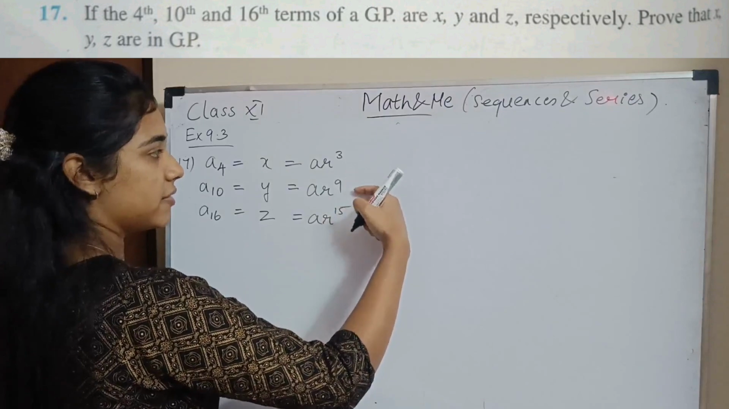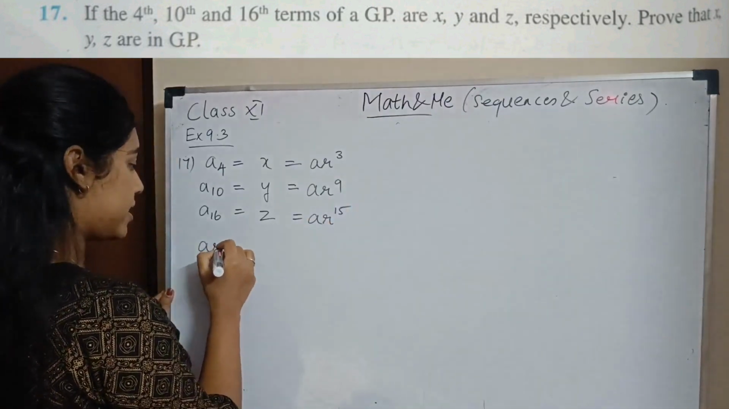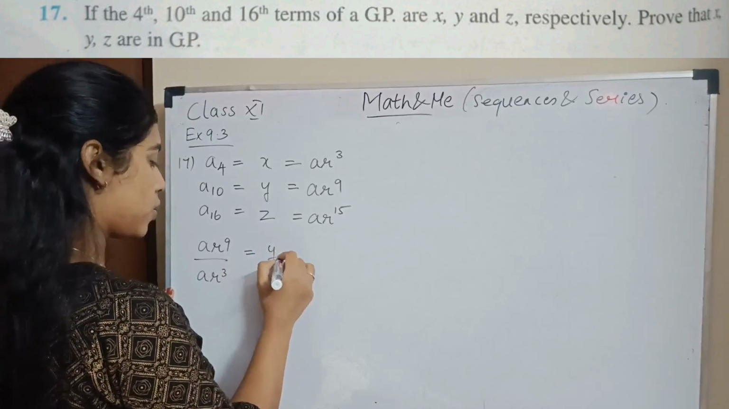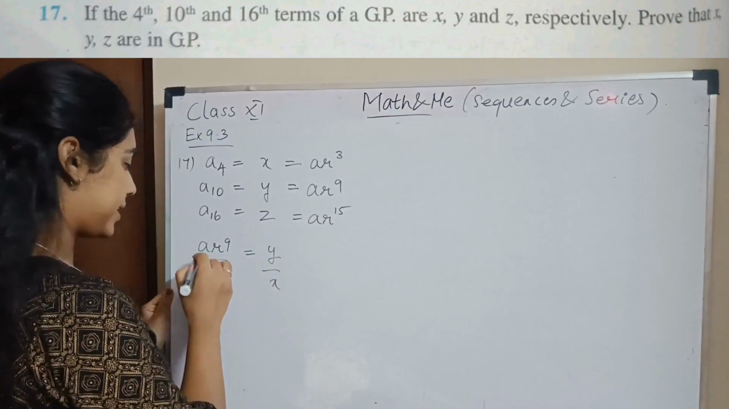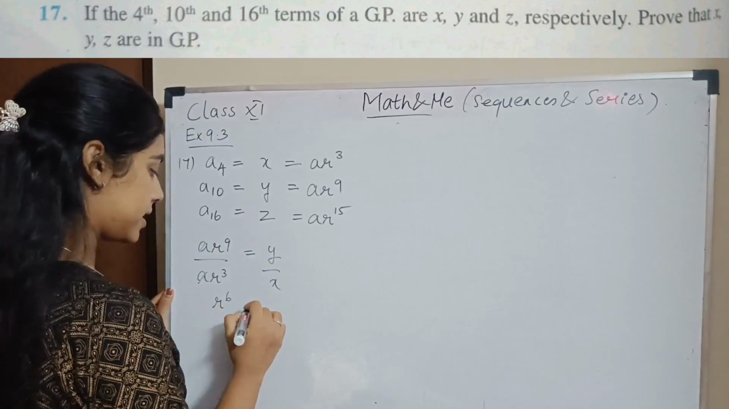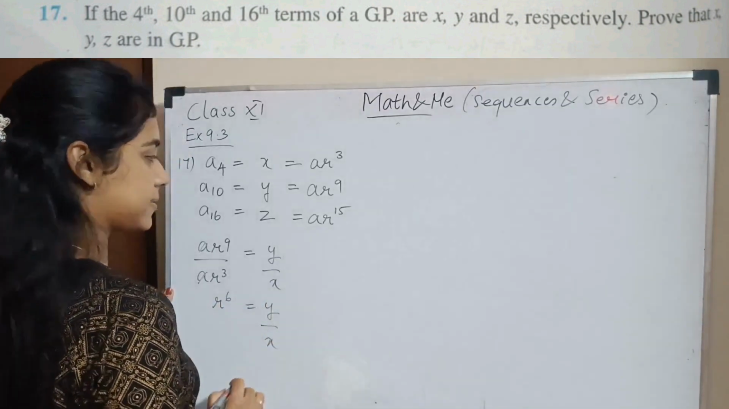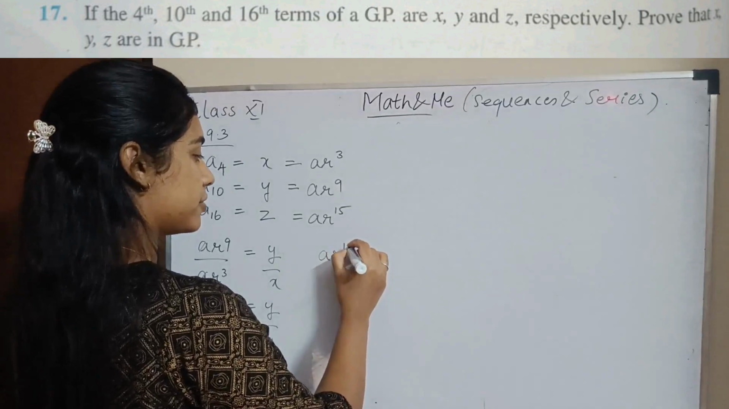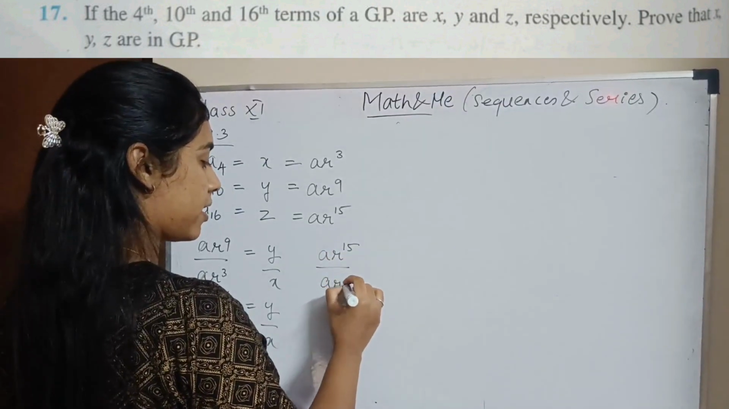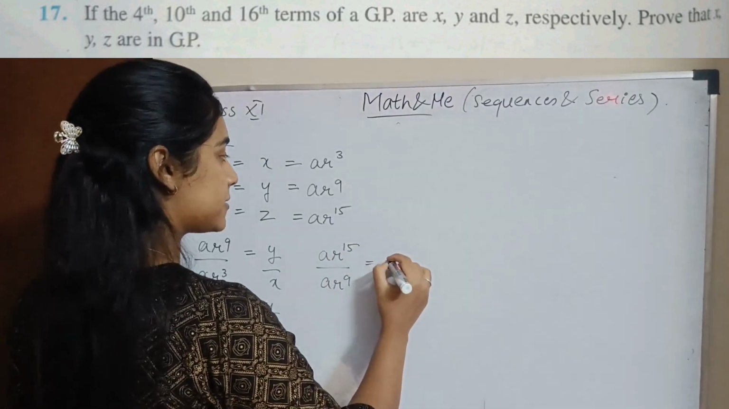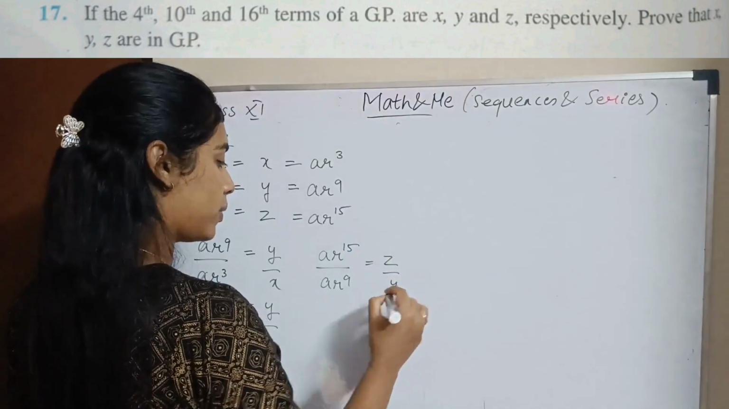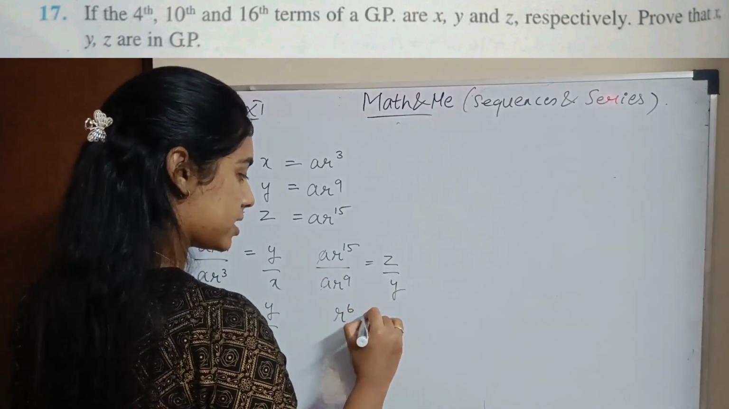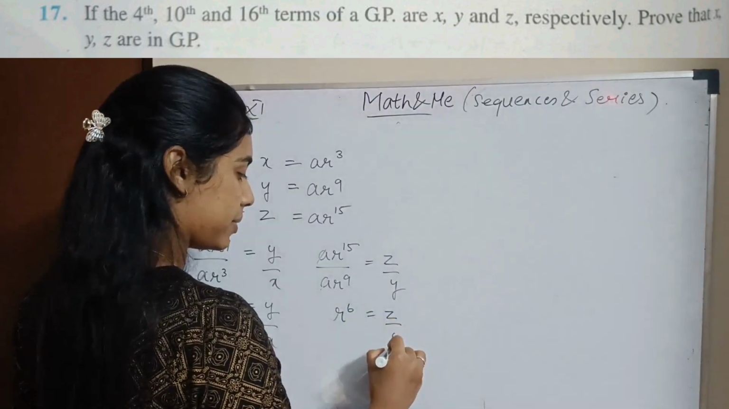I'm going to divide. So divide AR to the 9 divided by AR cube equals y divided by x. What do I have? R to the 6 equals y divided by x. Now I'm going to divide this and this. So I have AR to the 15 divided by AR to the 9 equals z divided by y. So what am I left with? Again, R to the 6 equals z divided by y.